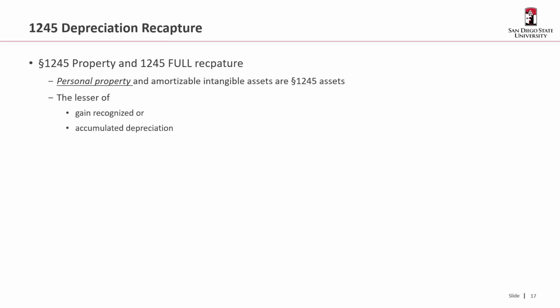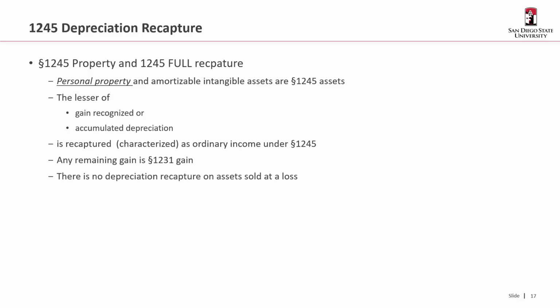And what has to happen is you're going to treat the lesser of the gain recognized or accumulated depreciation as an ordinary gain. So you're going to recharacterize that away from what 1231 said. That recharacterization is under 1245. To the extent there's any gain above that amount, then it's treated as 1231 gain.